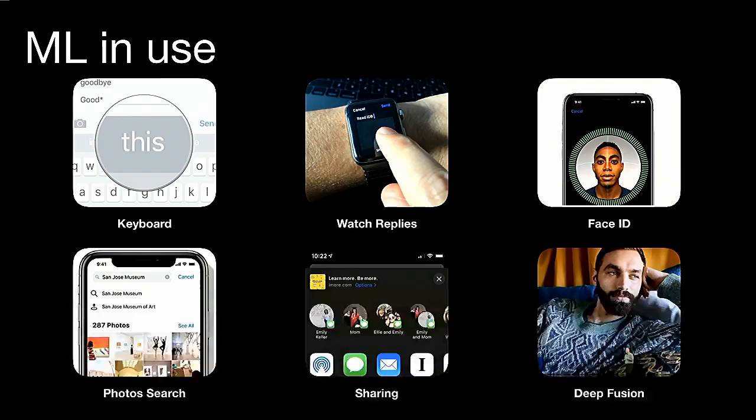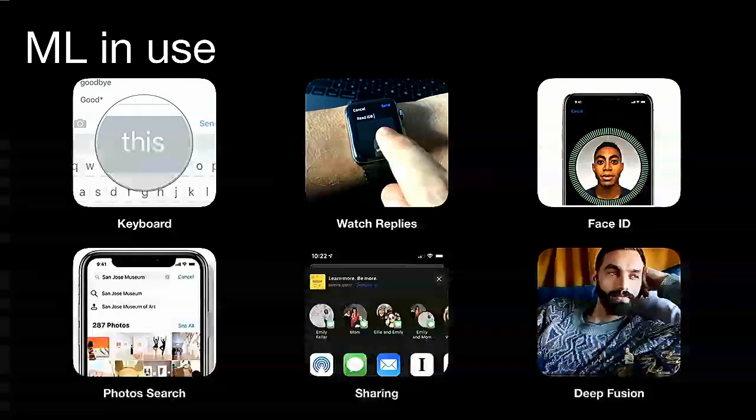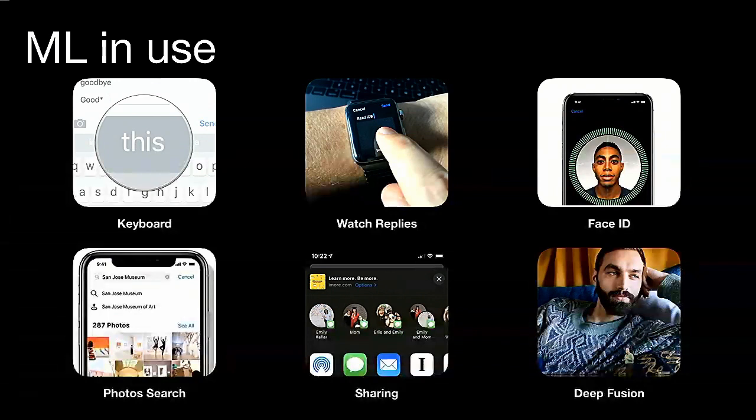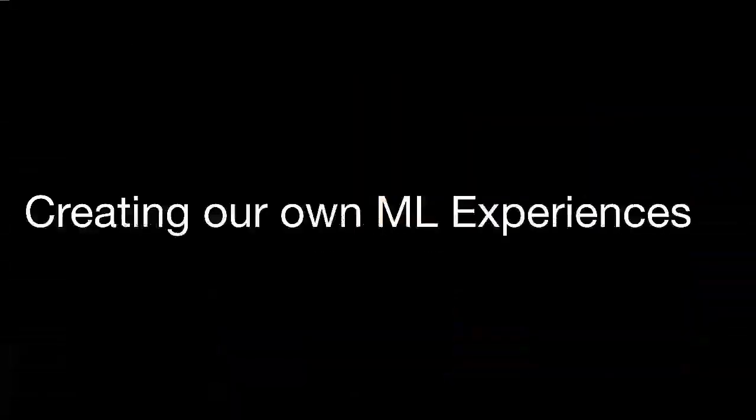Great, so let's talk machine learning. At Apple, there's a lot of machine learning in the operating systems, and this machine learning leverages the powerful hardware, including the Apple Neural Engine. Some examples of this are the QuickType keyboard, watch replies, Face ID, and photo search, to name a few. But as developers, we often want to create our own ML experiences.